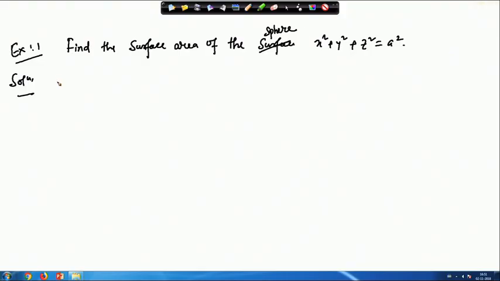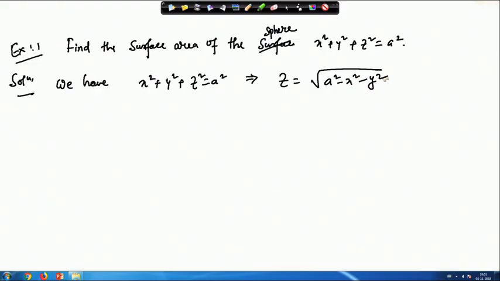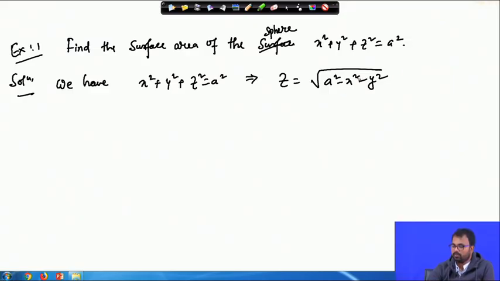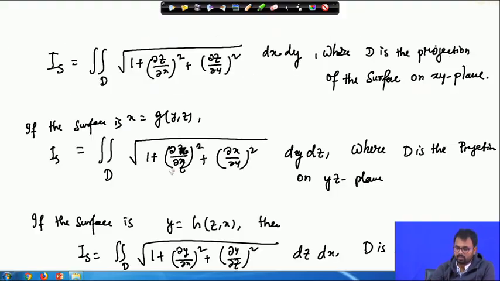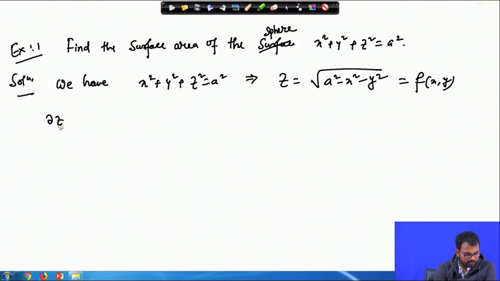So let us start. We have x squared plus y squared plus z squared equals a squared. From here I can write z equals the square root of a squared minus x squared minus y squared. I'm not taking the negative value, so let's take only the positive value of z. So this is basically my f(x,y), isn't it? Now if I have the formula in terms of z equals f(x,y), then we can obtain the first formula for the surface integral. For the first formula I need to calculate del z del x and del z del y.